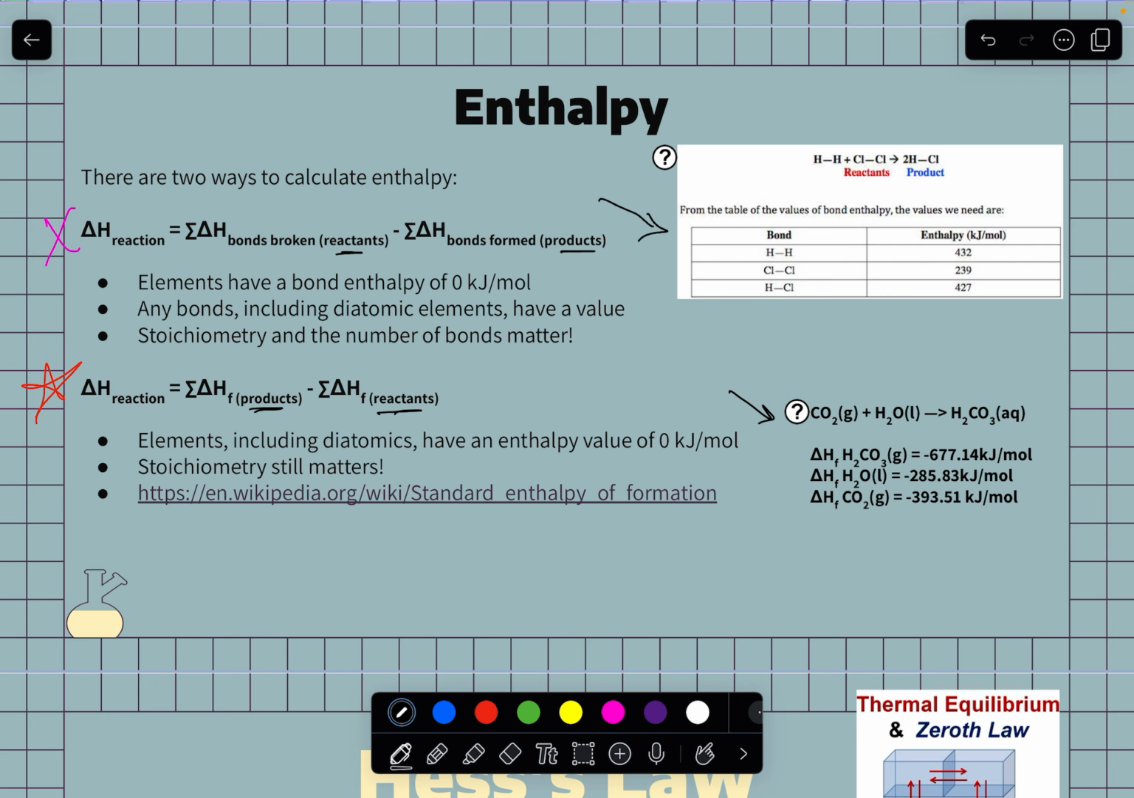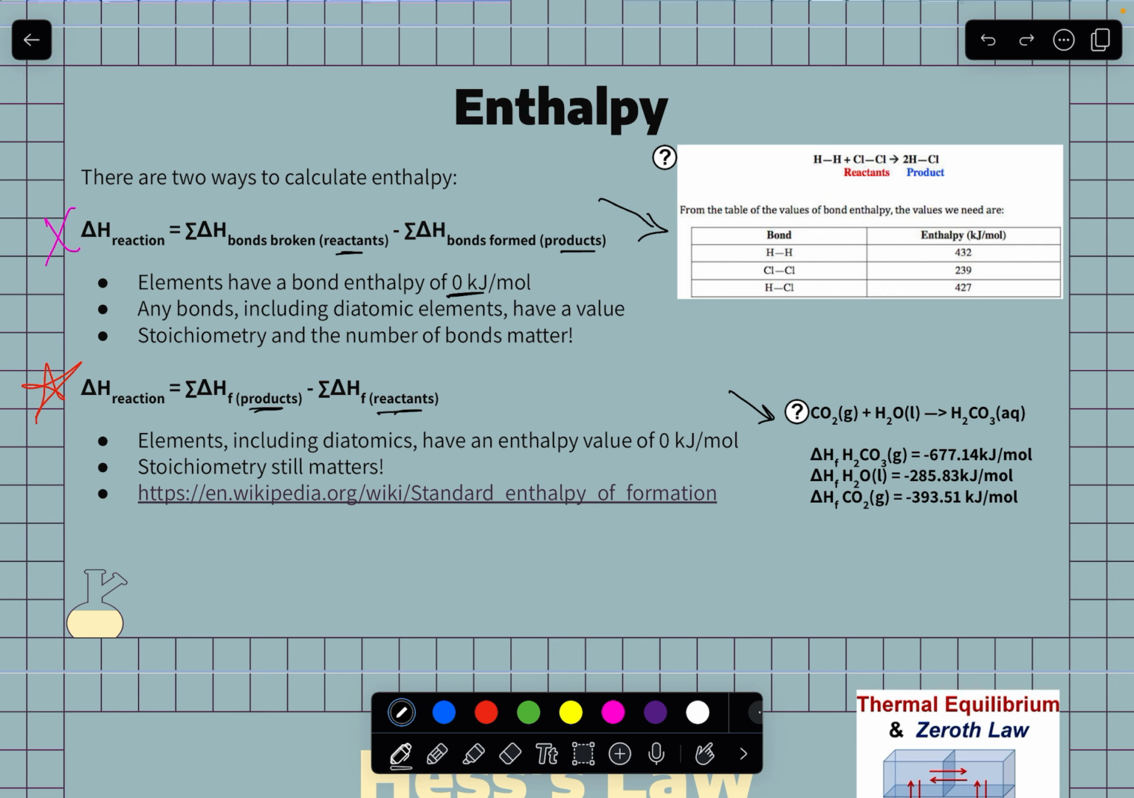So if you're doing bonds, it's reactants minus products, but that is not given on the formula sheet, so be careful with that. Okay, and remember, if you're doing bonds, elements have a bond enthalpy of 0. So if you just have aluminum, that has a bond enthalpy of 0, it's an element, it does not have a bond. Any bonds, including diatomics, do have a value. Okay, and the stoichiometry does matter. Same thing for down here with the products minus reactants if you have compounds, except diatomics are also included in having a value of 0. All right, so be careful with that. Sometimes they'll give you multiple different values, but they won't give you a value for, like, O2 if it is in your reaction, because it's expected that you know that's 0.